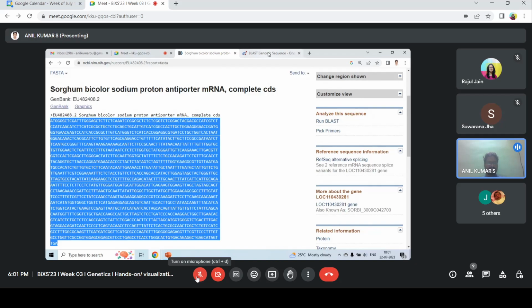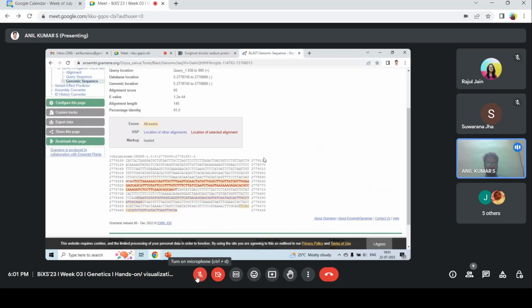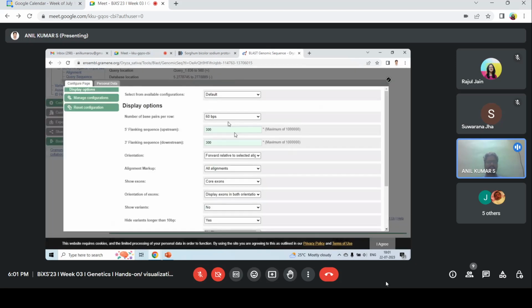Now coming back to the BLAST result, go to the configuration of this page, because we got only partial sequences. Now increase the flanking portion. Whatever result came in the previous slide, I am taking another 3000 bases upstream, to the left-hand side, and another 3000 bases to the right-hand side, so that I can get a bigger sequence, which I will show you now.